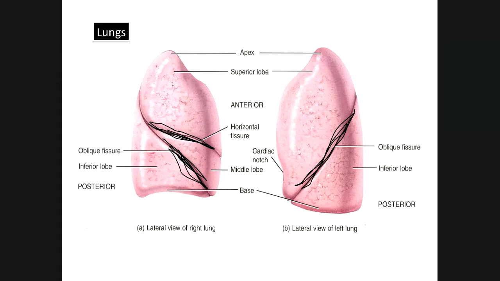Well, look at the direction of these fissures. These run diagonally, so they're called obliques. There's an oblique on both sides. But this one just runs basically straight across, and so it's called the horizontal fissure.